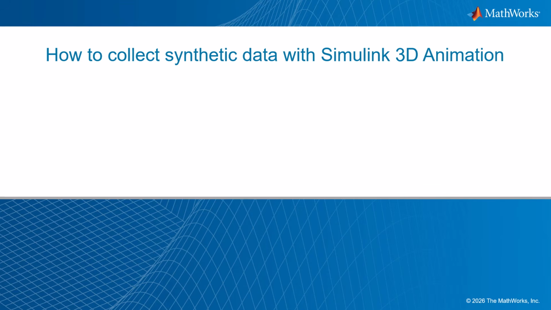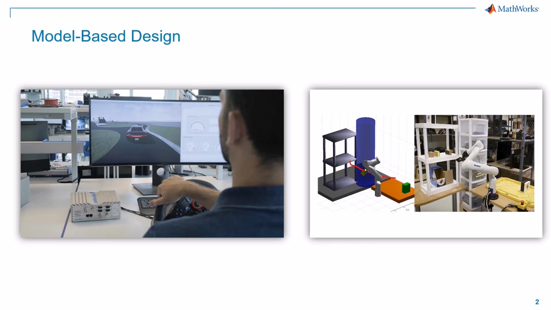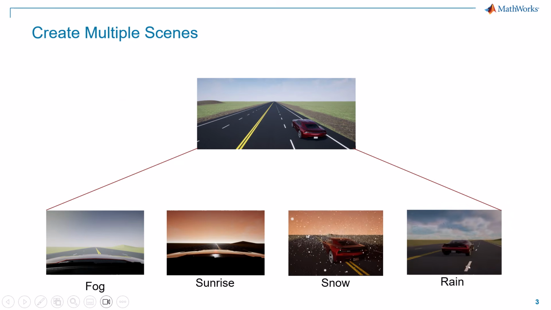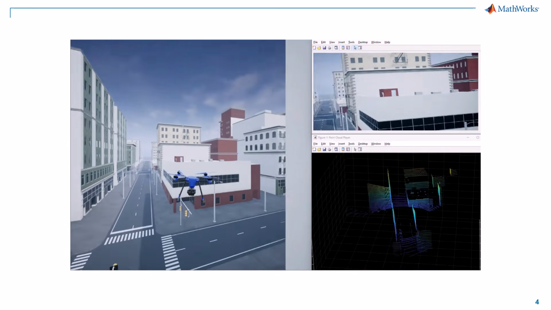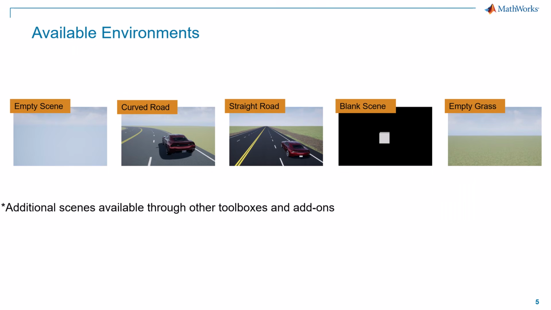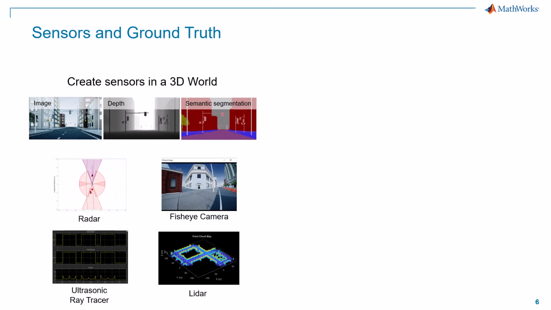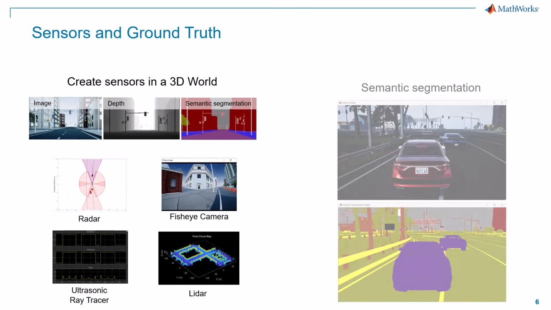Hello and welcome. In this video, we'll show you how to gather synthetic data with Simulink 3D Animation. Simulation is a key part of model-based design, and using synthetic data from the simulation can help accelerate tasks like training deep learning models or validating solutions. Simulink 3D Animation allows you to curate the dataset and create multiple variations of a scene in a short time. We'll walk through its photorealistic simulation capabilities, available environments, supported sensors, scene customization options, and how to extract ground truth data.